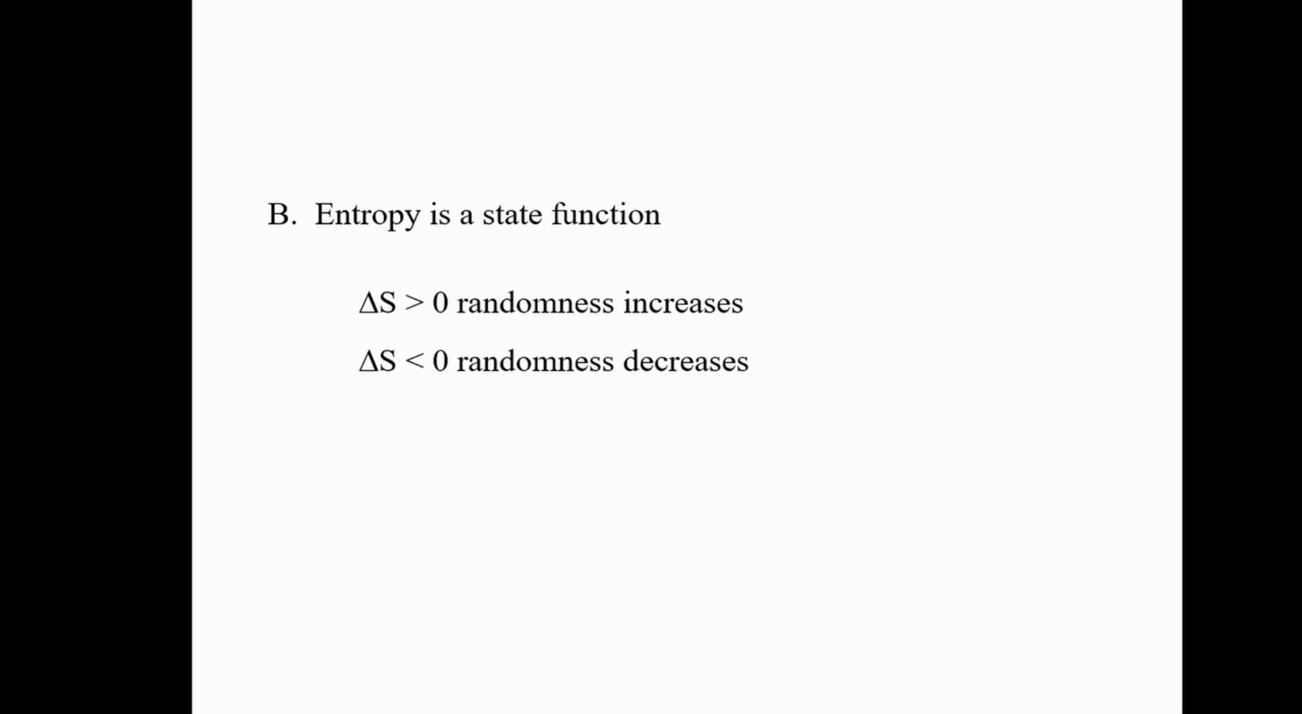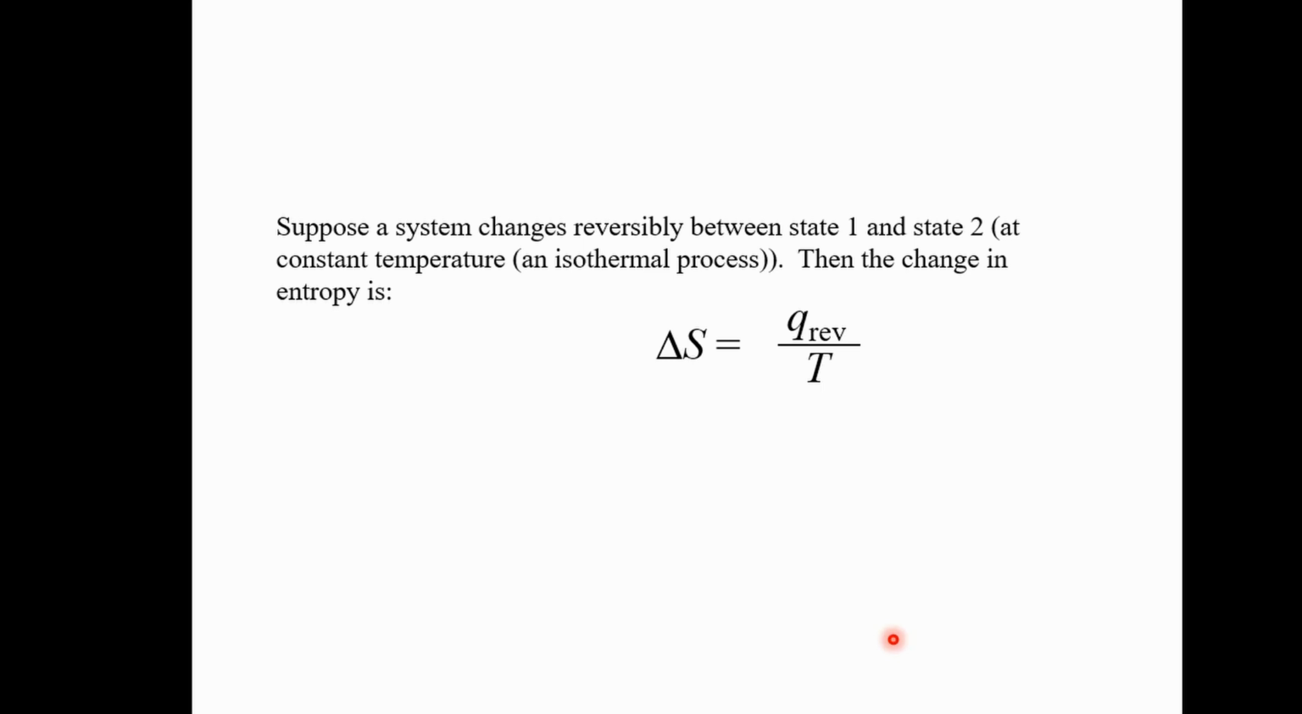So entropy is a state function, and when our change in entropy is positive, we say randomness increases. When delta S is less than 0, we say things have become more ordered, or we might say randomness decreases. So what I like about this equation, it's something you can comprehend, and it says suppose a system changes reversibly between state 1 and 2 at constant temperature, then the change in entropy is... So I like to think about ice and water, and we're at 0 degrees. That's where ice and water are said to be in equilibrium with each other. But this is where you can go into the lab and get some numbers, and you'll see that entropy has the units joules per Kelvin.